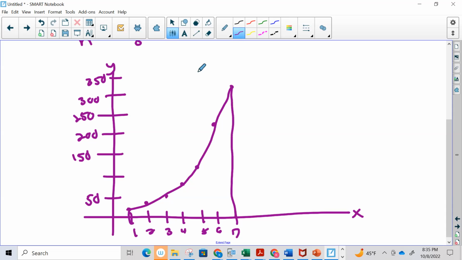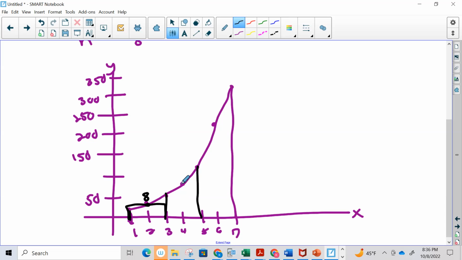So again, my width in this case is 2. We're starting at 1 and ending at 3, and then 3 to 5, and then 5 to 7. But in this case, we're going to draw the height of the rectangles at the midpoint. So that's the halfway point between 1 and 3, which is 2. I'm going to draw the height here. And 2 cubed is 8, so the height of this rectangle is 8.